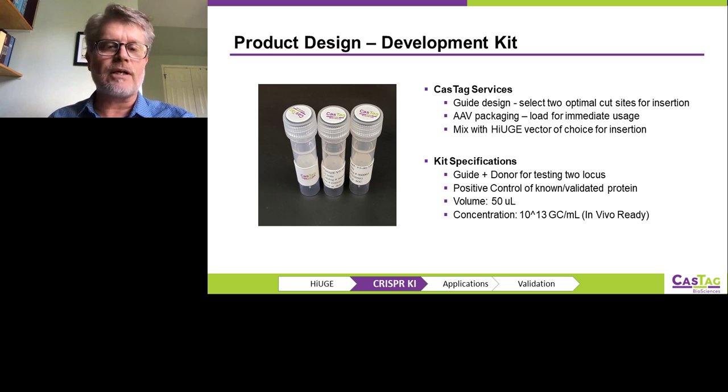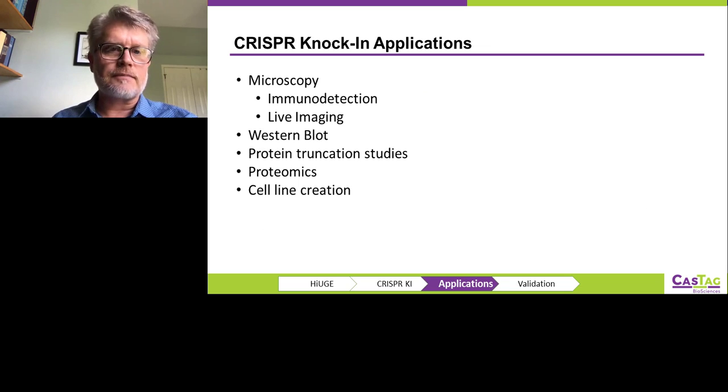So you tell us how you want to label your protein of interest, and we'll give you the appropriate donor. It comes with a positive control virus for a known and validated protein that works in your species of interest, about 50 microliters of high titer virus, and the titer here is 10 to the 13th. So this is quite a high purified titer that can be used even directly for in vivo use. And this 10 to the 13th, just remember that number when I get to the validation later in the talk.